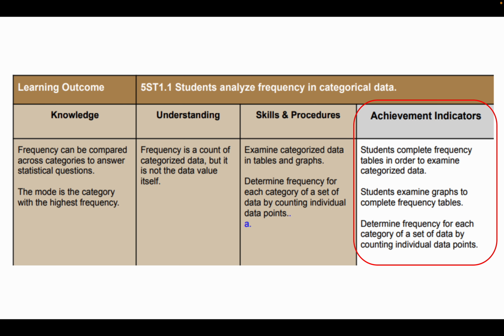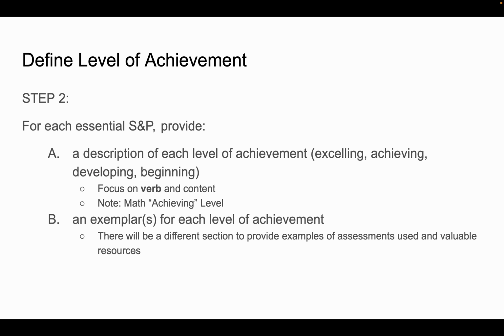Our belief right now as we look at these is that these achievement indicators that are tied to the knowledge and the skills and procedures already, they will very much describe what we want in our achieving column. So you can almost copy and paste it from there and put it into the achieving column of the document that we're working on, but you'll still have to describe what excelling is, and then what developing is, and what beginning is. So some of that work will be there for you.